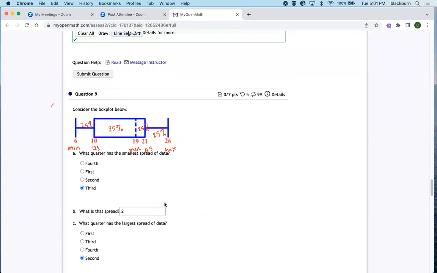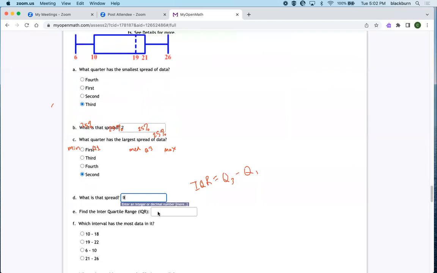The interquartile range they're referring to, this IQR number, stands for interquartile range, and it is basically Q3 minus Q1. So you take 21 minus 10. The interquartile range here is going to be 11.